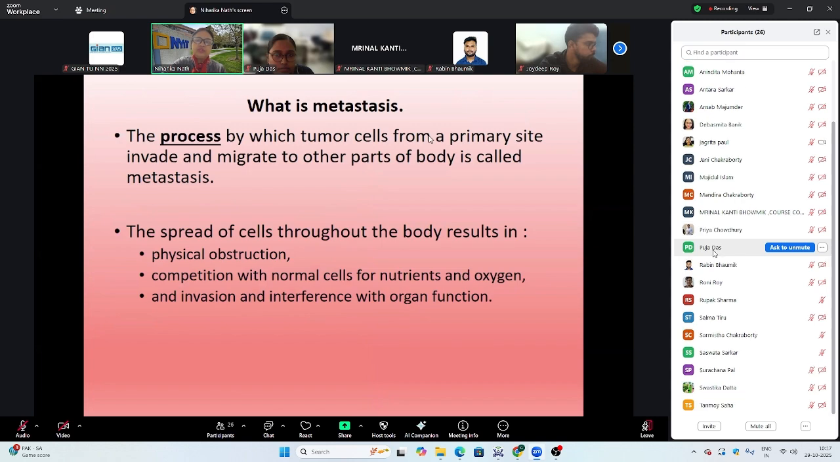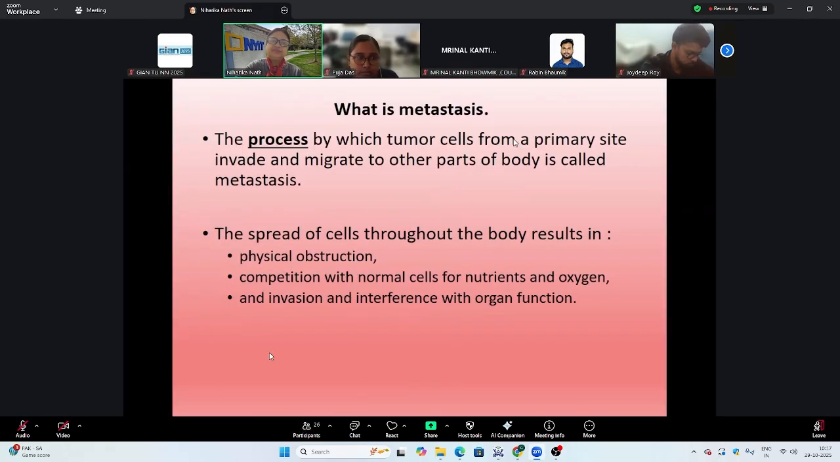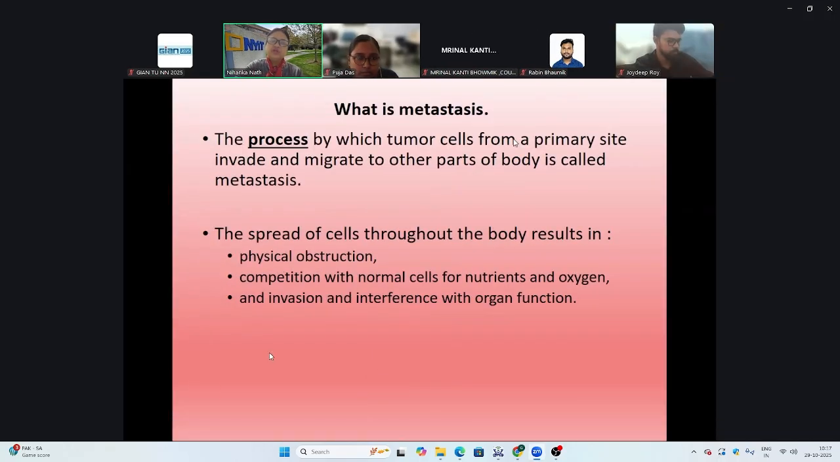So what does the word metastasis mean? Metastasis or metastasis, call it any way you want. Metastasis is really the process, the full process by which these cells, the tumor cells or the cancer cells, will be able to invade. So this is nice formal language here. They will be able to invade, and then they will be able to travel or migrate to other parts of the body. That whole process is called metastasis. So the cancer can spread by the process of metastasis.